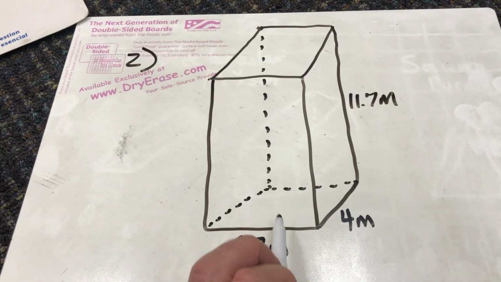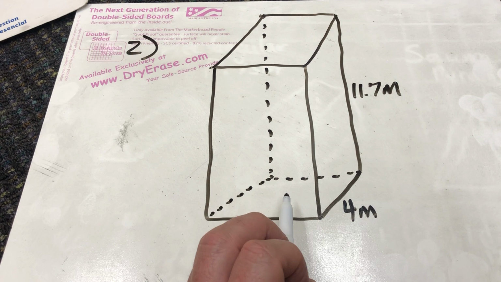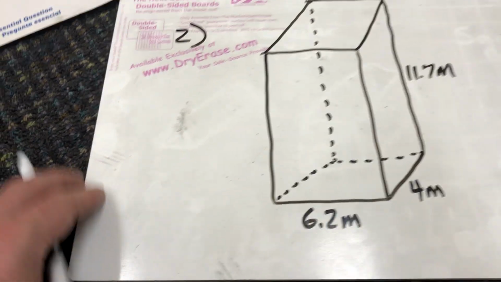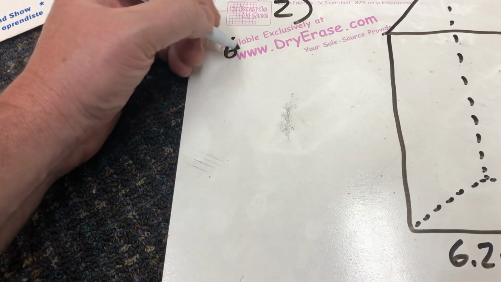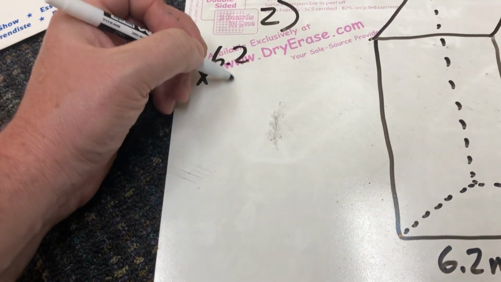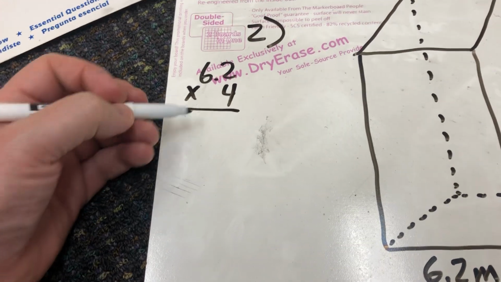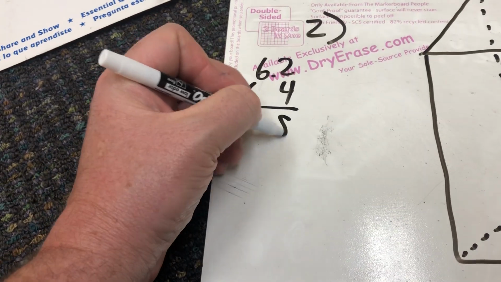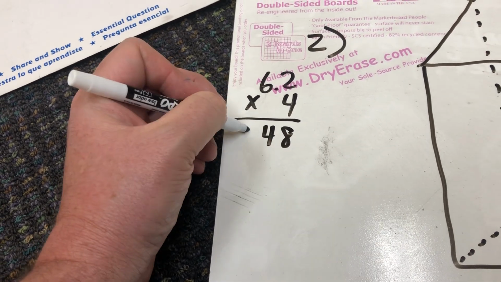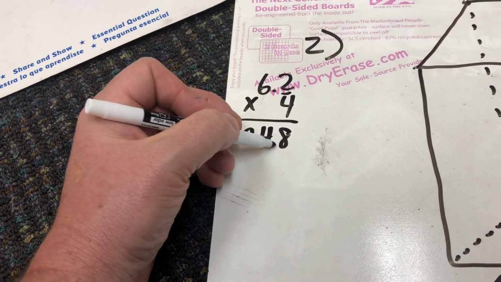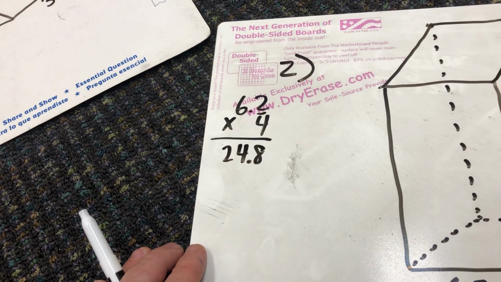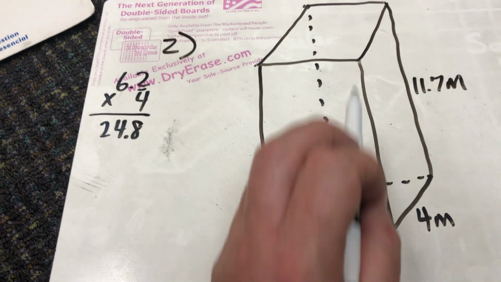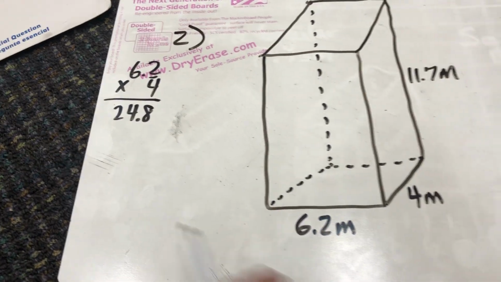Well, if I want to deal first with the bottom and the top, it's going to be 6.2 meters times 4 meters. Sometimes you're going to have to do a little scratch work. It's not all going to be mental math like in the first one necessarily. 6 2/10 times 4. 4 times 2 is 8. 4 times 6 is 24. One digit after the decimal in the problem, one digit after the decimal in the answer. So the bottom and the top are 24.8.